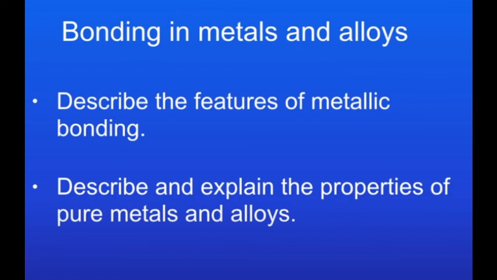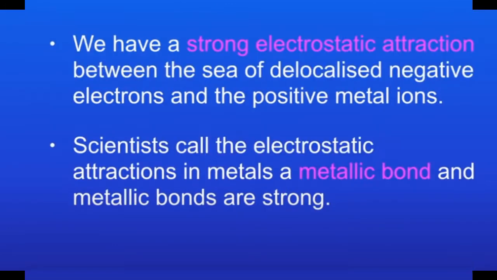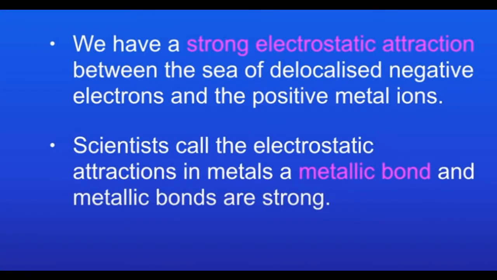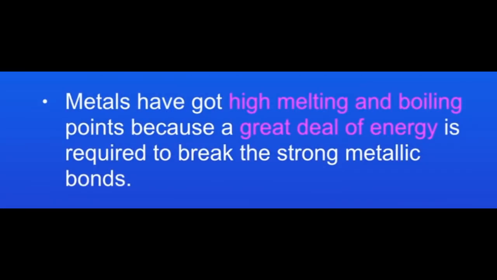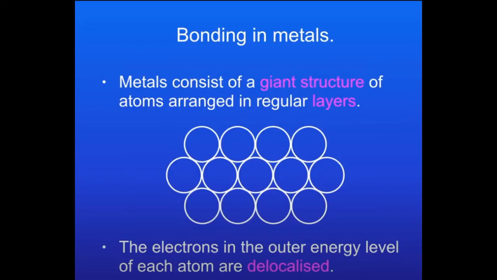You're going to learn the features of metallic bonding and describe the properties of pure metals and alloys. Strong electrostatic attractions between the sea of delocalized negative electrons and the positive metal ions are called metallic bonds. Metallic bonds are very strong. Metals have extremely high melting and boiling points because a great deal of energy is required to break the strong metallic bonds. Metals consist of giant structures of atoms arranged in layers.